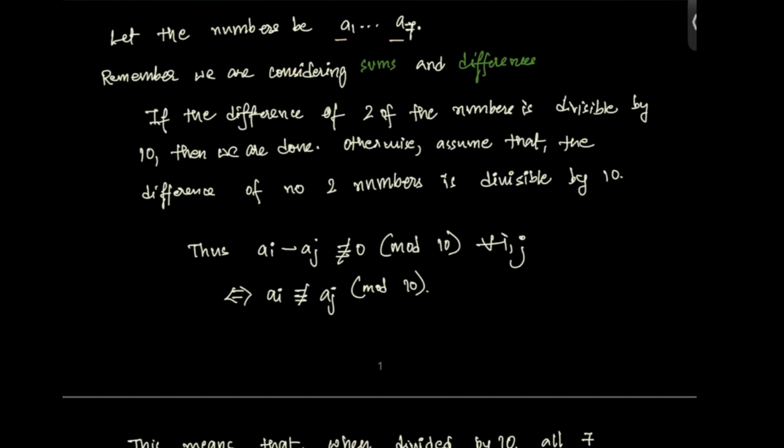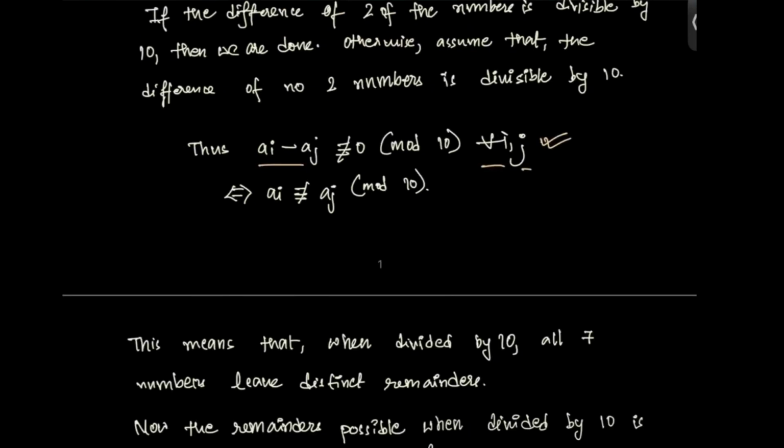So then we get that ai minus aj is not congruent to 0 mod 10 for all i, j. In order to get this relation, we're assuming that the difference of no 2 numbers is divisible by 10, because if it was divisible by 10, then our problem would have ended by now. So from here, we can get that ai is not congruent to aj mod 10 for all i and j.